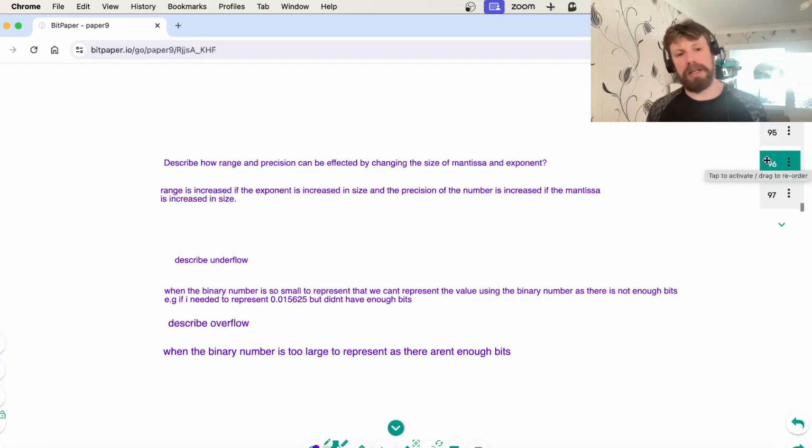Underflow is, so it says describe underflow. So that is where the numbers are so small that you actually don't have the correct amount of binary numbers to represent it. And overflow, which you'll remember from binary addition at GCSE, is where you have too many bits and you haven't got enough space to represent it all.